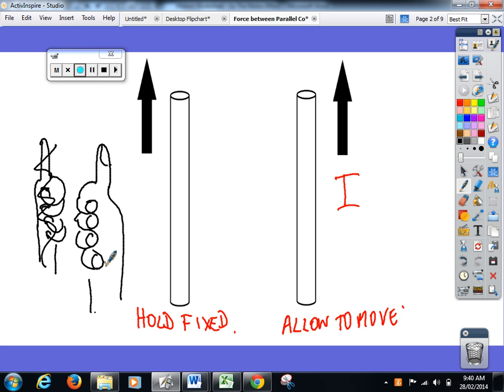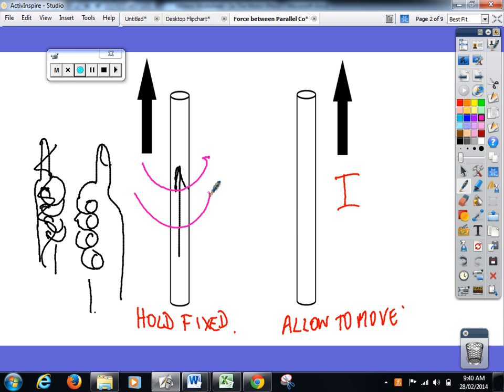Using your right hand grip rule, we know that the magnetic field around this wire here, which has a current going in that direction, is in a circular pattern around it in this way here. Are we okay with that?